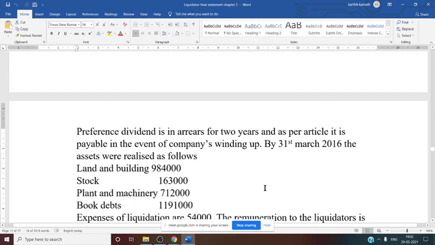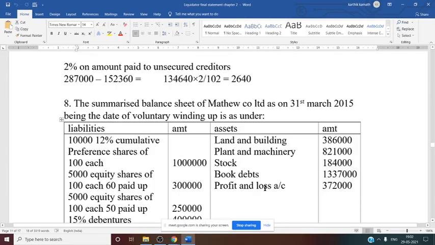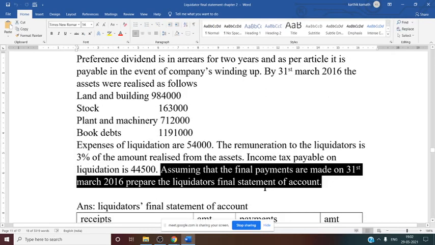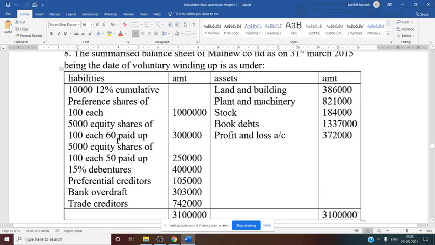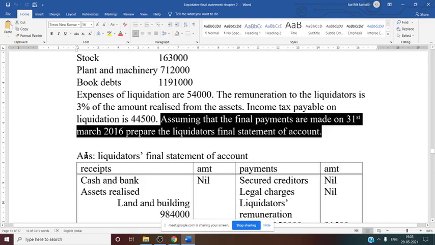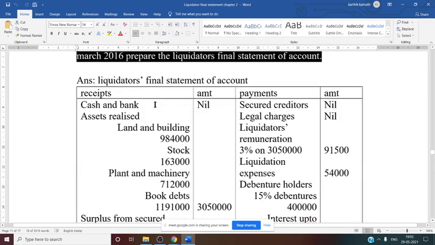This type of problem you can expect again for 24 marks. Why? Because here partly paid shares information is given, and there are two partly paid shares. After this we'll see the solution part. Now in the liquidator's final statement of account, on the receipt side we need to consider one item at a time. The first one is cash and bank information.